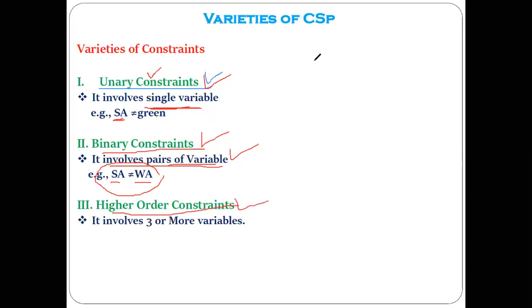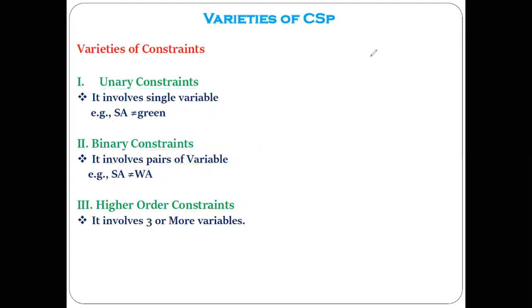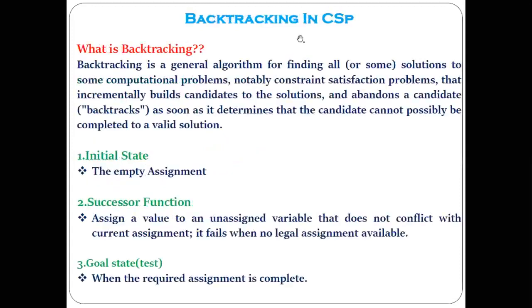So a two marks question can be asked on this, the varieties of CSP and the varieties of constraint. There you can have this simple discussion. Now let's come to the third point of today, that is backtracking, which we already discussed in the example also. What is backtracking? All of you know that. Backtracking is nothing but a general algorithm to find the solution for some computational problem.